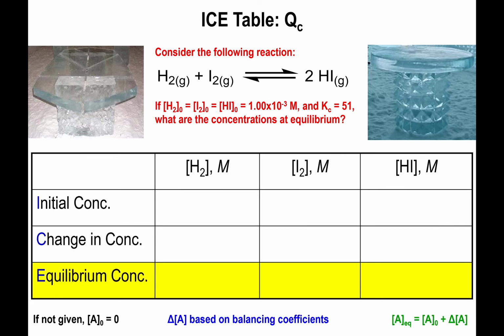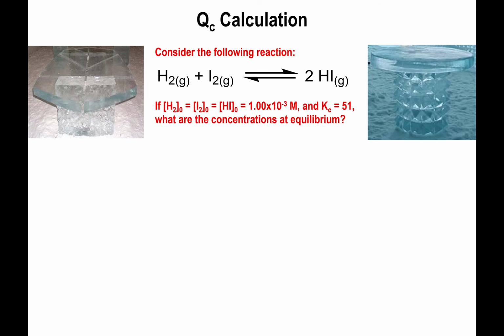But when you have initial concentrations for everything, as is the case in this example, it's not exactly obvious whether this is going to be moving to the product side or if it's going to be moving to the reactant side. Because remember, this can go forward or it can go backwards. So you have to actually do a calculation first before you come up with the changes in concentration for the ICE table.